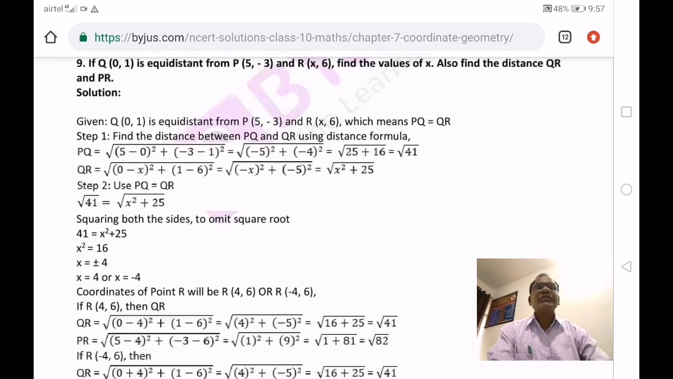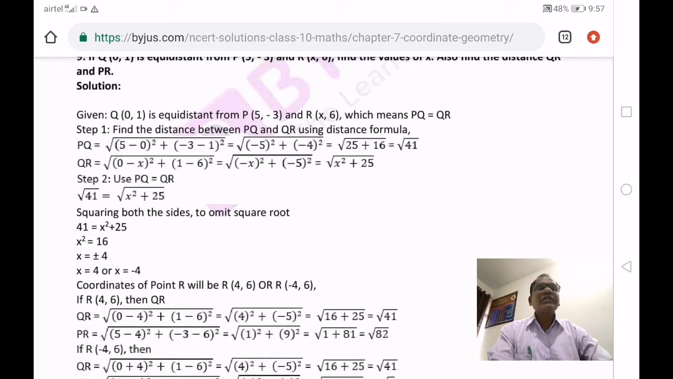First we have to find the QR distance. If R is (4, 6), then we have to find the QR distance. Therefore QR equals square root of 41 by using the distance formula. PR also we have to find. P is (5, -3) and R is (4, 6). Using the distance formula, we get PR equals square root of 82.